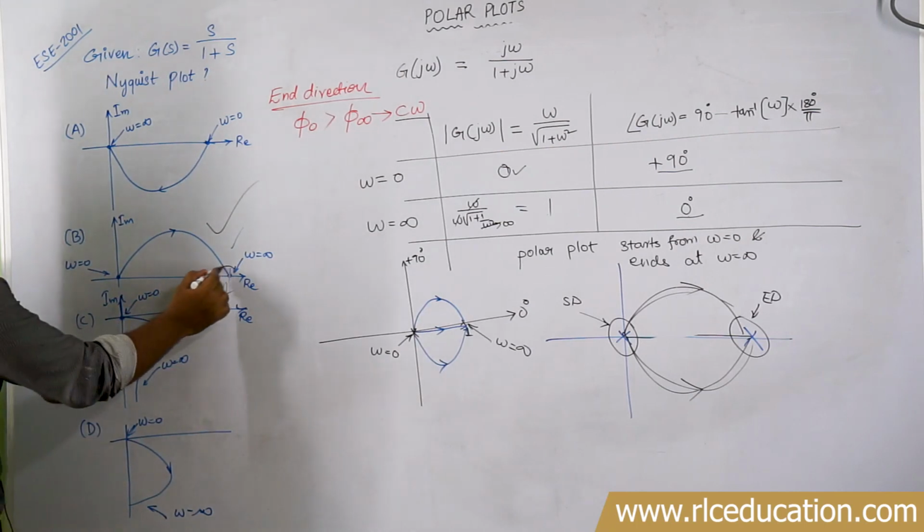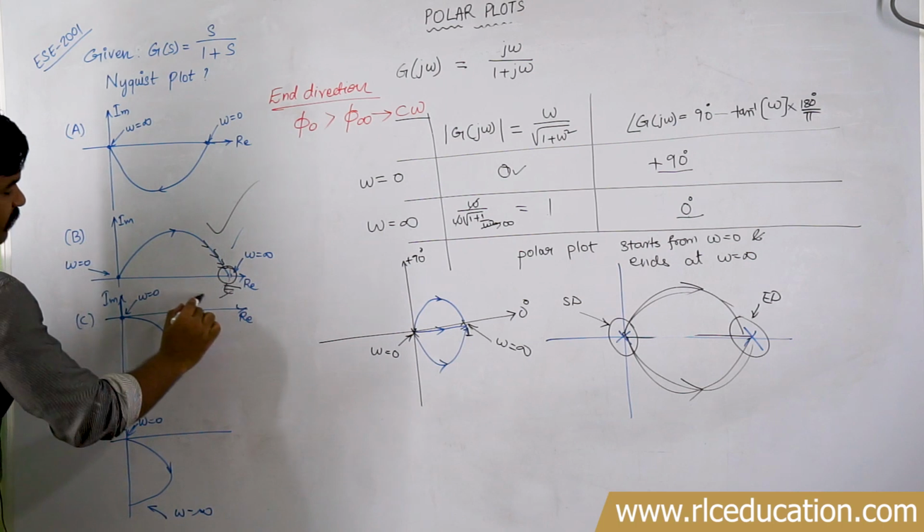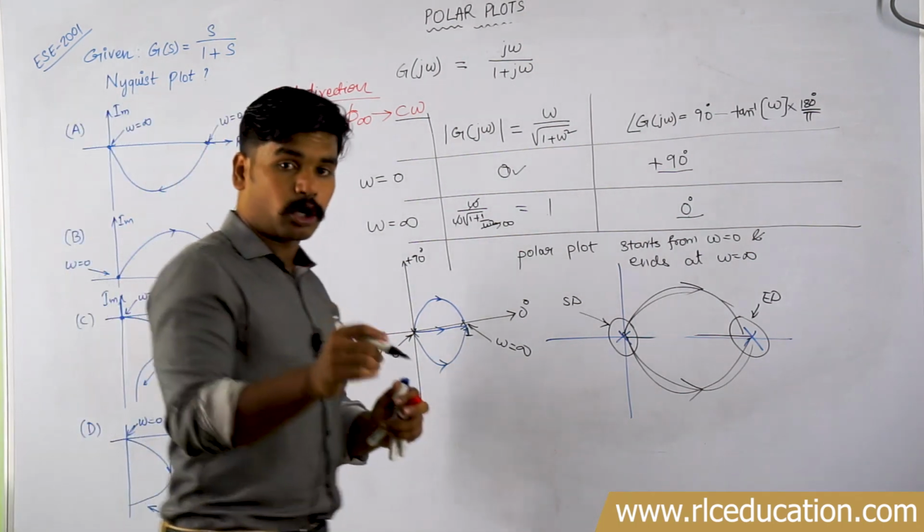Where is the graph ending? This is the end point, isn't it? This is the end point. Now how is the graph coming like this? So graph is coming like this means what? Clockwise direction only, no, it is coming? Yes, it is ending in clockwise direction.